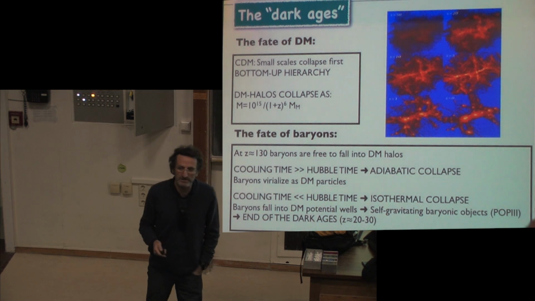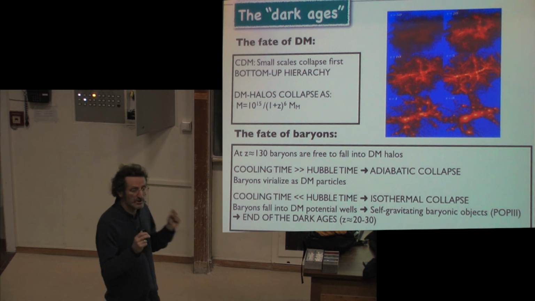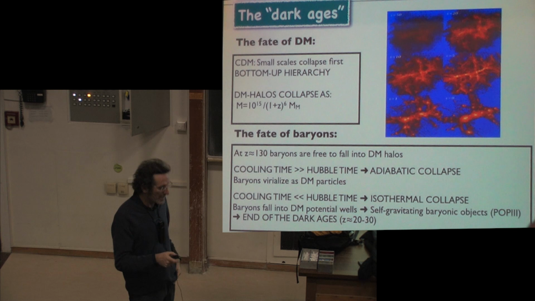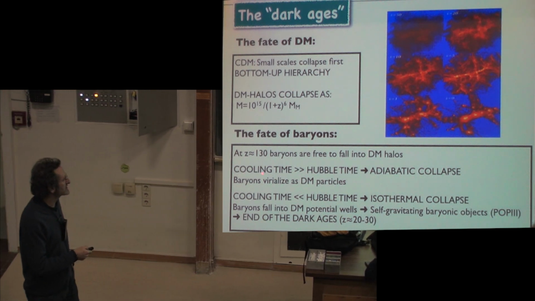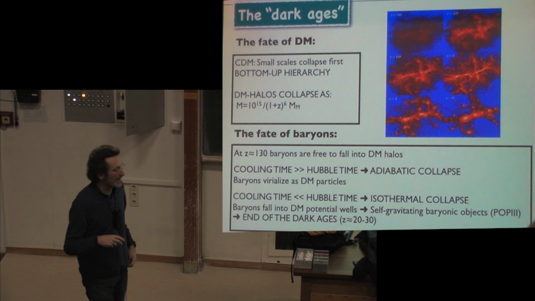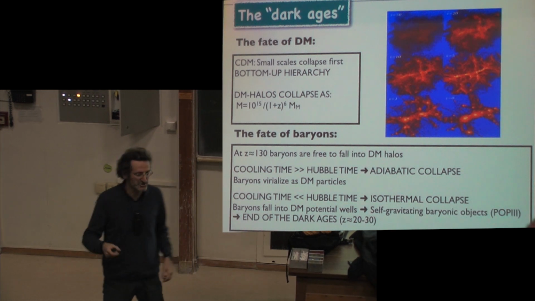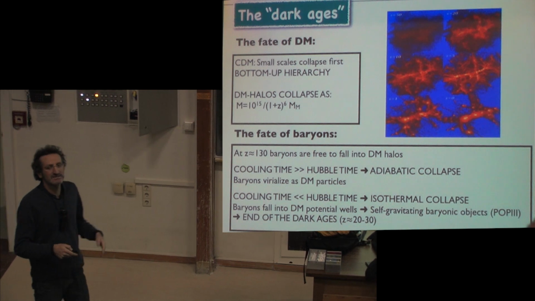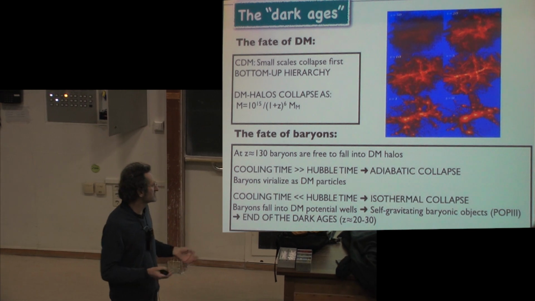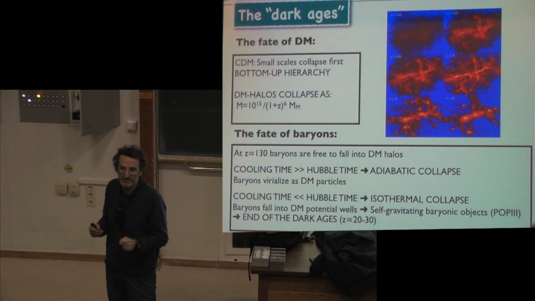At a redshift a bit larger than 100, baryons are free from the photon field and are free to fall into the dark matter halos. This is very sketchy, just to give an idea, and two different things can happen. If the cooling time of the baryons is much longer than the Hubble time, the collapse of the baryons is adiabatic, and the baryons are not very interesting for us. They virialize and behave essentially like dark matter. But if the cooling time is shorter than the Hubble time, the collapse is isothermal. These are two extremes, of course. So the baryons can really lose energy, fall into the dark matter potential wells, and form self-gravitating baryonic objects that sometimes we call stars.